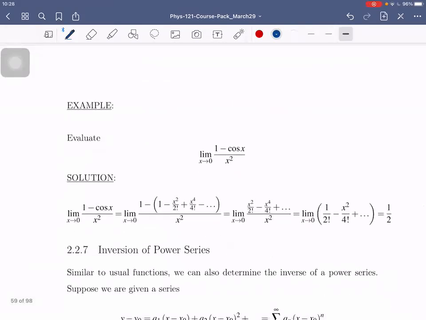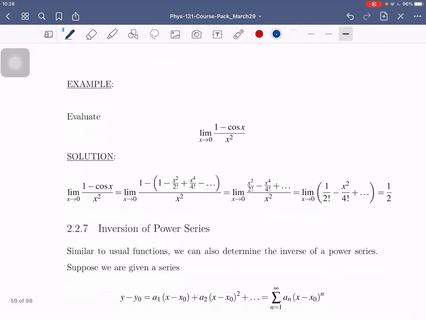So, let's have an example. Evaluate the limit of (1 - cosine x) over x squared, as x approaches 0. This is definitely one of the few examples na tinuturo sa calculus, lalo na kapag nagtitake ng limit. This is what we call indeterminate kasi nagiging 0 yung denominator natin. Mangyayari kasi dito pag pinalitan mo ng 0, nagiging 0 over 0.